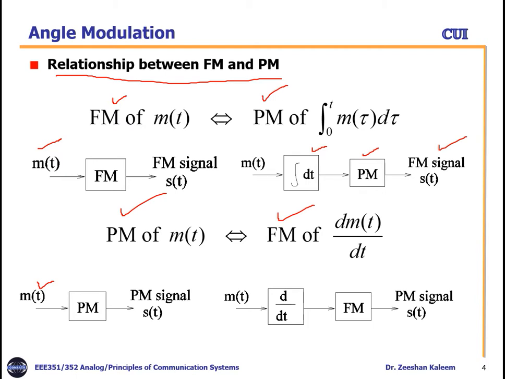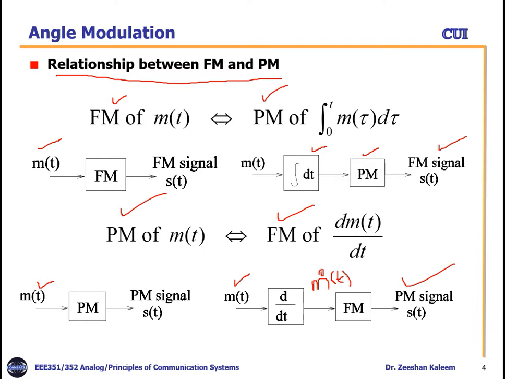So directly we can get the PM signal. However, if we don't have a PM modulator, we only have an FM modulator available, then we need to take the derivative of the message signal. So here we will have m dot t, where dot represents the derivative of the message signal, and then after passing through the FM modulator, we can get the PM signal as well. So this is the relationship between the FM and the PM.